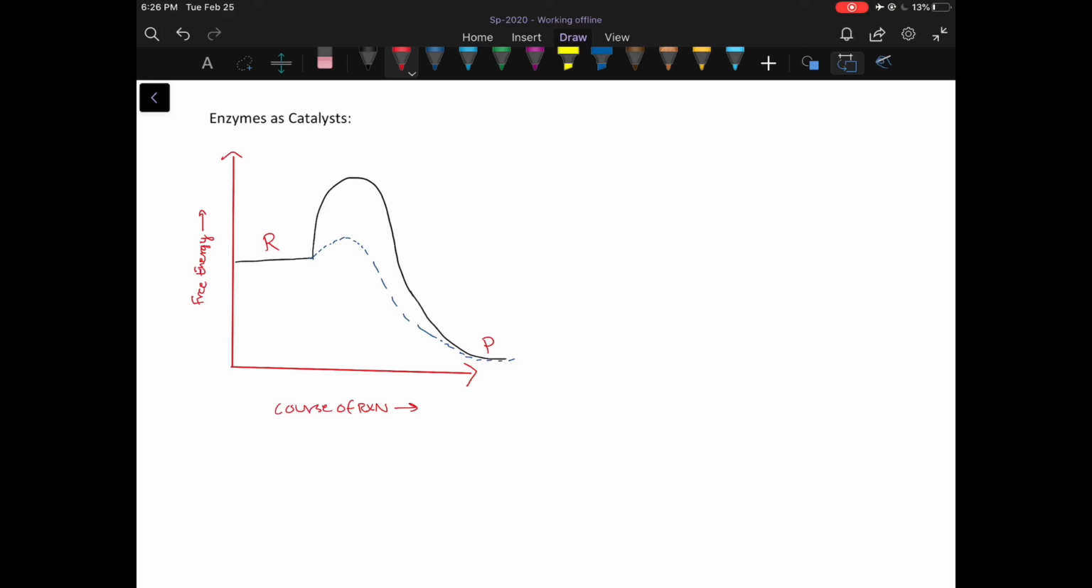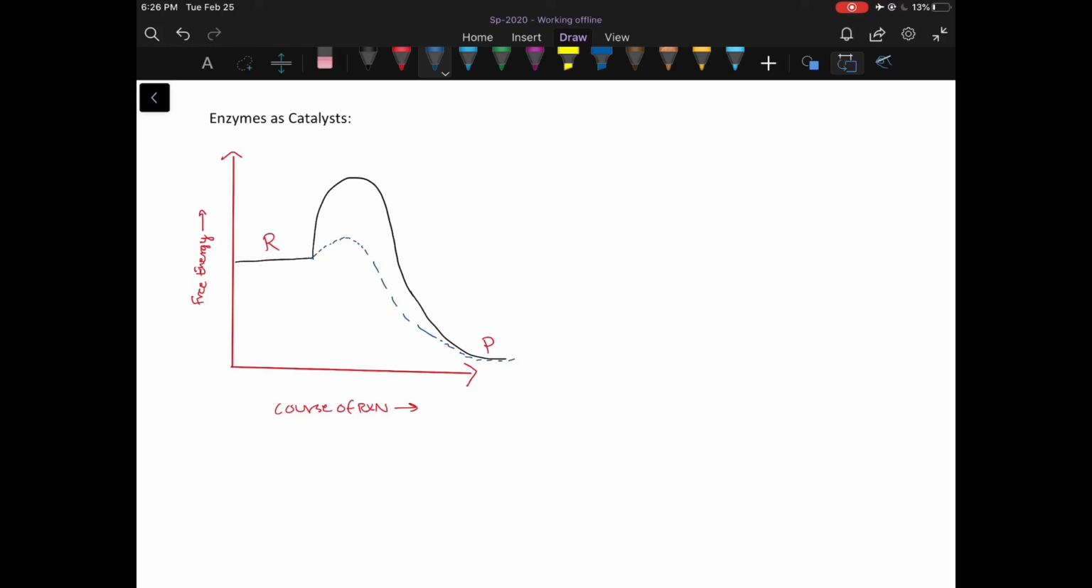So lastly, we'll talk about enzymes. In biology, enzymes are what are known as catalysts. A catalyst is something that speeds up a reaction. If we look at this free energy diagram, we notice that the black solid line represents one reaction, and the blue dotted line represents another. If we were to ask which reaction proceeds faster, the answer would be the blue reaction.